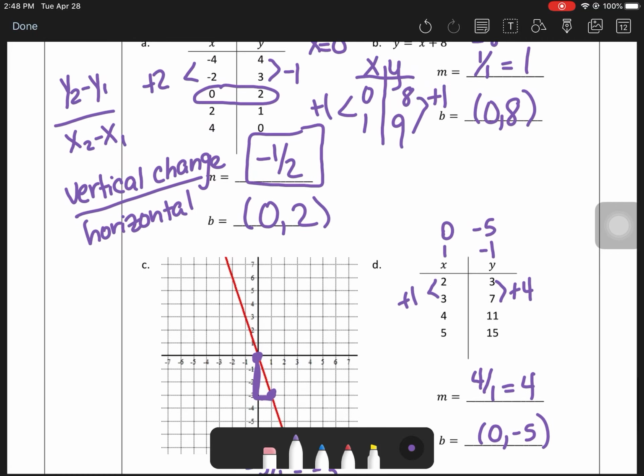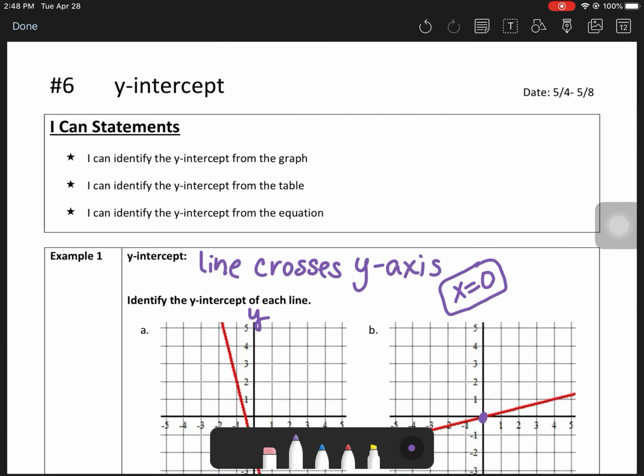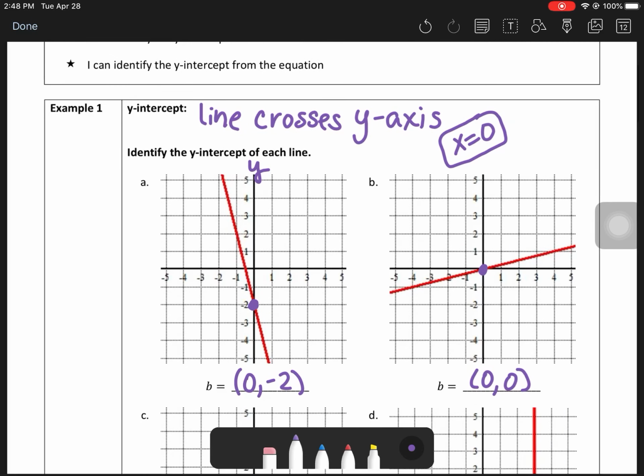So we were finding the y-intercept, remembering that the y-intercept is where our graph crosses the y-axis, and x is always 0 for our y-intercept.